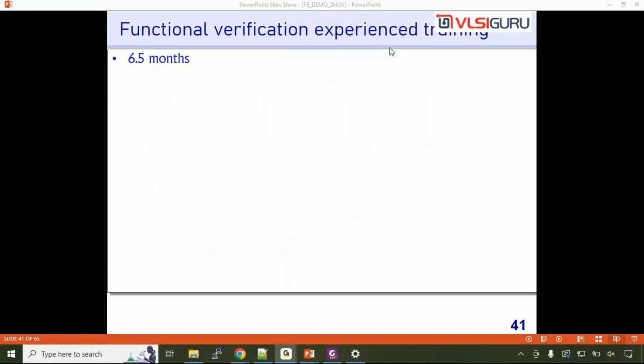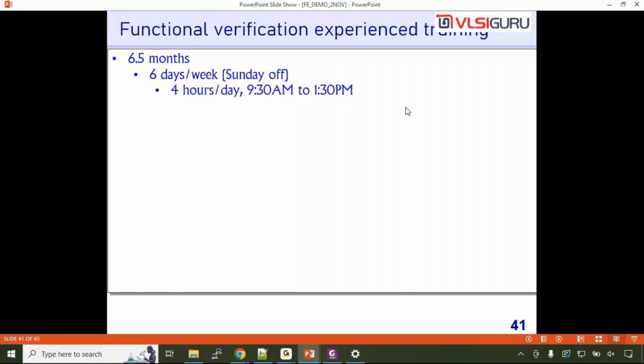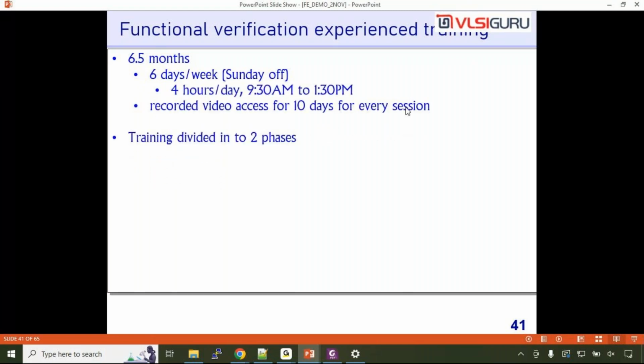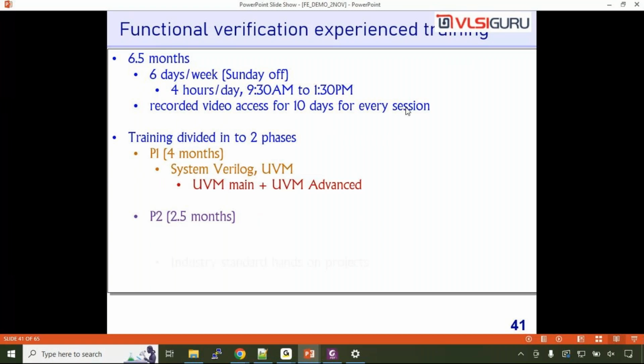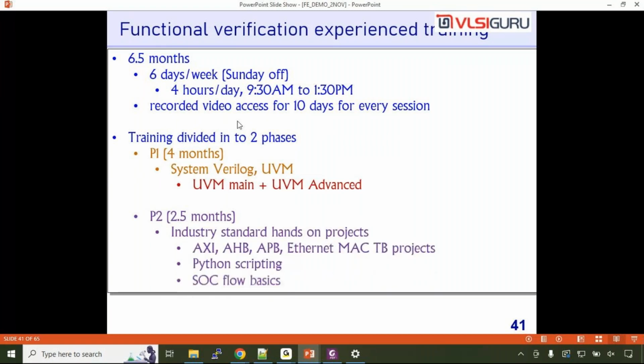Similarly, there is experienced engineer training, which is for 6.5 months, 6 days per week, 4 hours per day. A similar schedule will be there. Training is divided into 2 phases where we do SystemVerilog and UVM. The only difference is for experienced engineers, we do an advanced course. For freshers, this is not required. For a fresher, advanced level of UVM is not required.